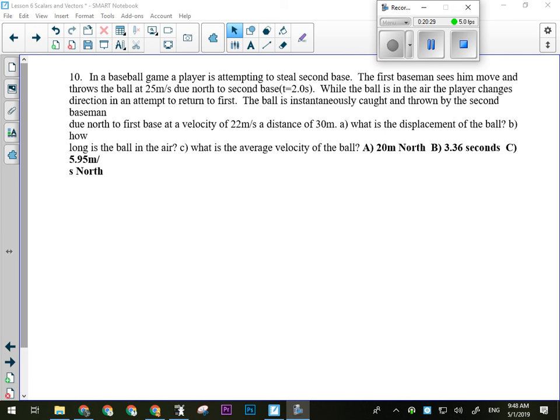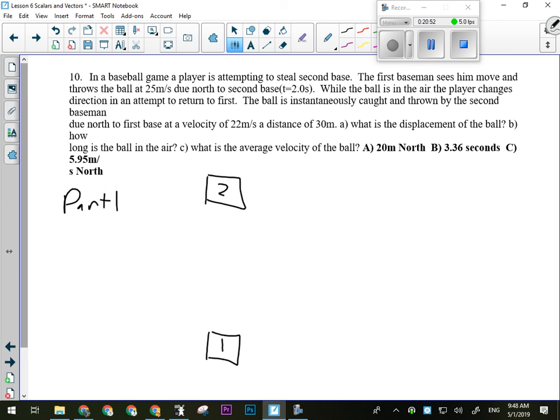The first baseman and the second baseman initially are standing on their bases 50 meters apart, but by the end, okay, that's not where they are anymore. All right, so what we've got is, okay, we'll say that second base is right here. Okay, and first base is right here because it says that the first baseman throws the ball due north at 25 meters per second. All right, so in part one, I've got a velocity of 25 meters per second north, and it's in the air for 2 seconds.